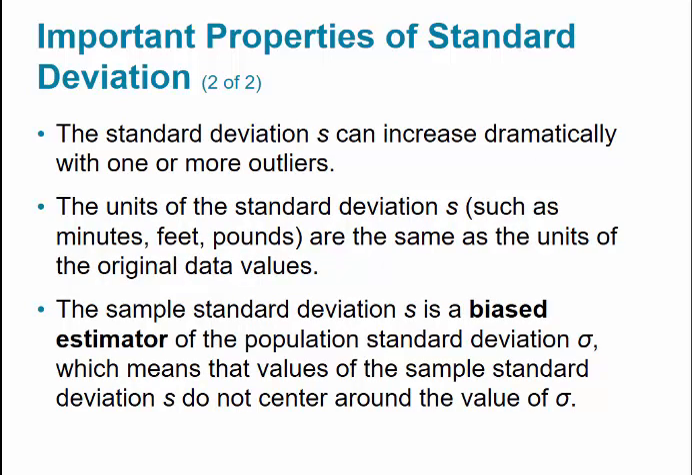Now, the standard deviation can increase dramatically with one or more outliers. The nice thing about the standard deviation is that the units are the same as the raw data. Now, the sample standard deviation, s, is a biased estimator of the population standard deviation sigma, which means that the values of the sample standard deviation do not center around the value of sigma.